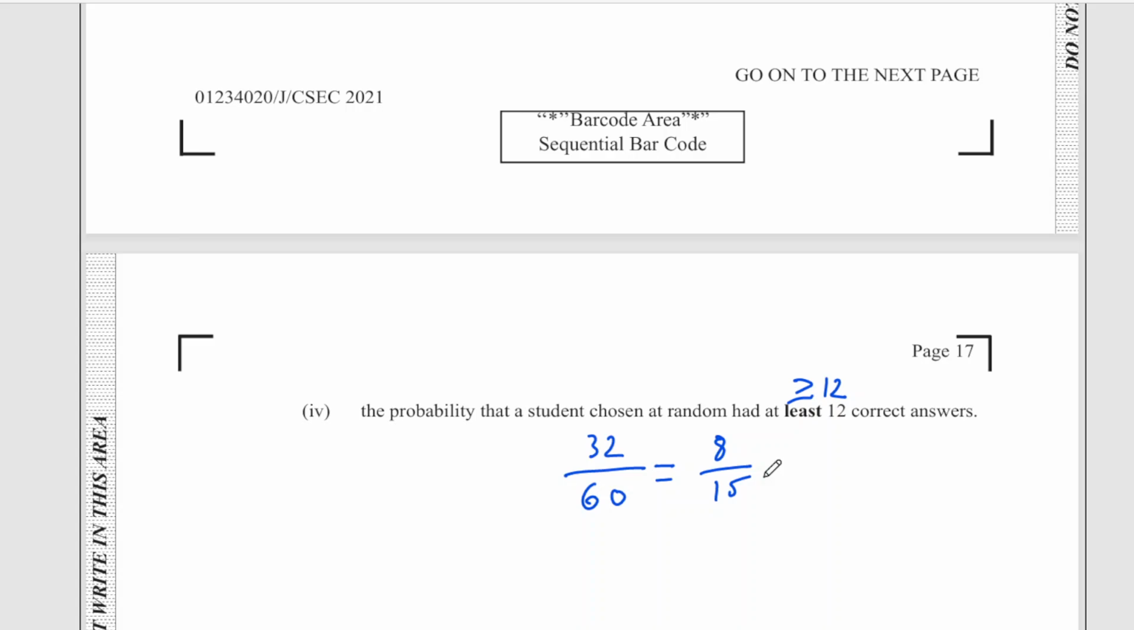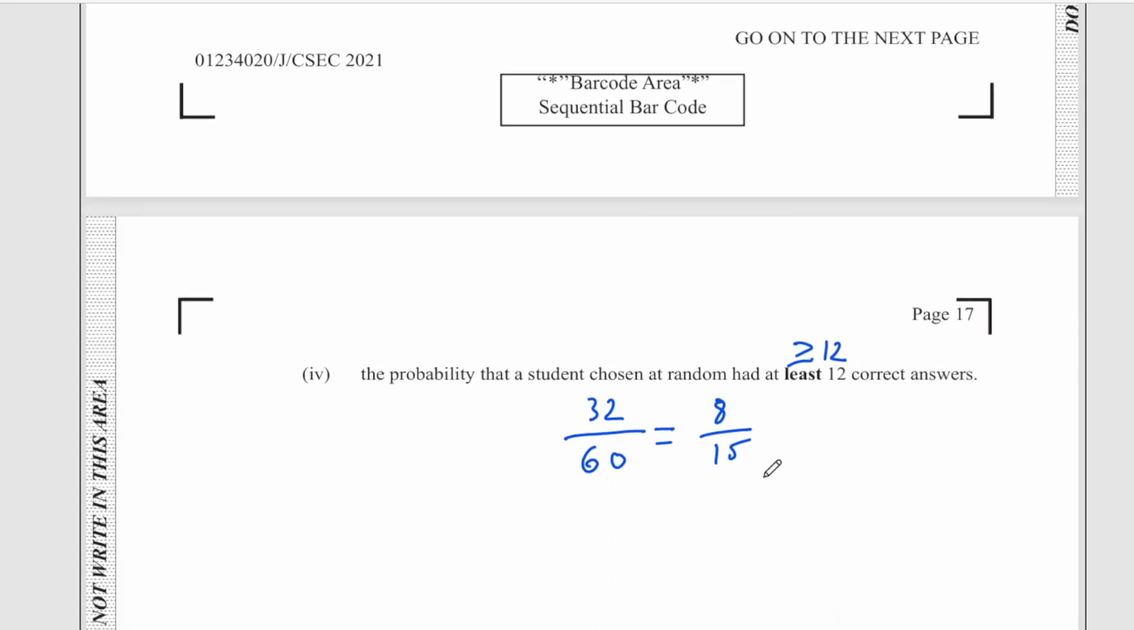Right? Don't worry to put your answer in long decimals and round off anything, right? Always leave it as a fraction for probability. It's easier that way.